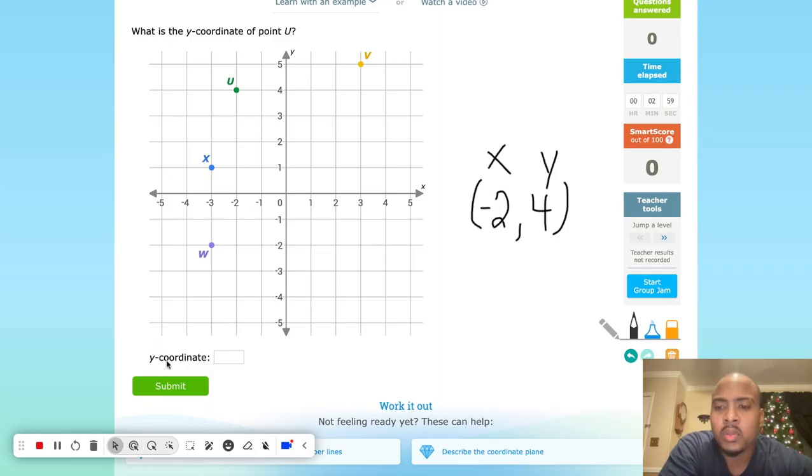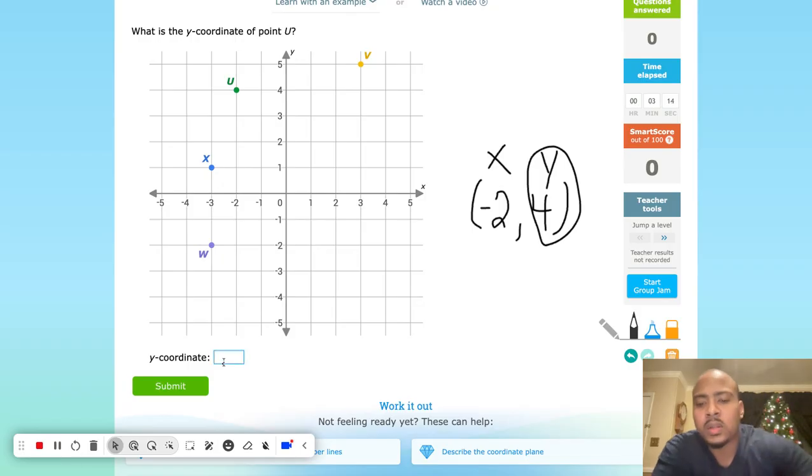Now the y coordinate. In this case, they're not asking me for both coordinates. What is the y coordinate? Since they're asking for the y coordinate, I'm only going to give them the coordinate that they're asking for. So this is the one they're asking for. I'm going to say 4.